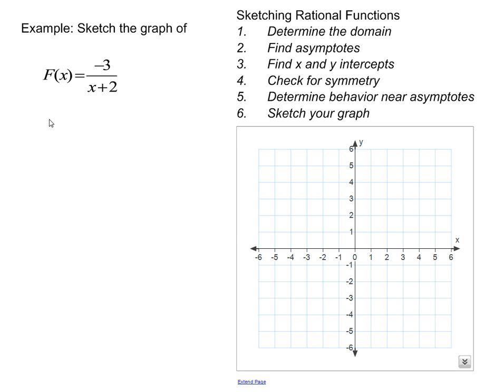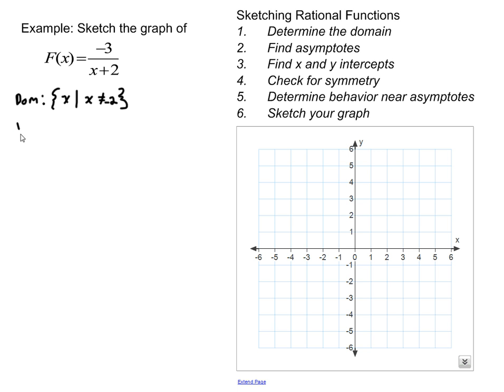I've got this function right here: f of x equals negative 3 over x plus 2. Make myself a little bit of room right here. Let's determine the domain. In this case, this is really simple. The domain is defined by that denominator of x plus 2. So we're going to sketch our graph, making sure that x equals negative 2 is not in that domain.